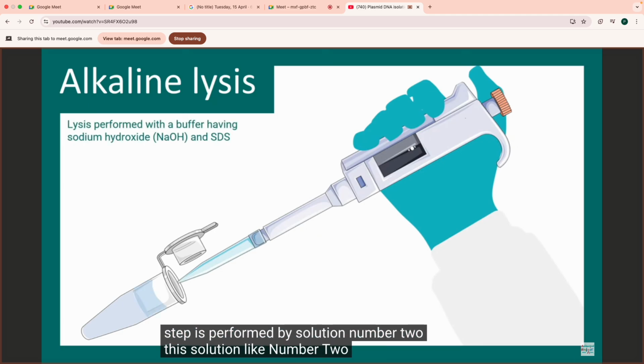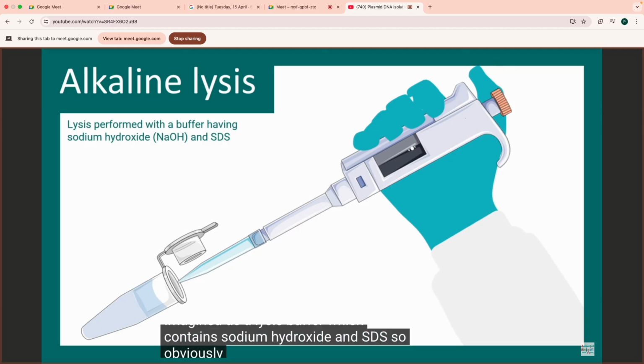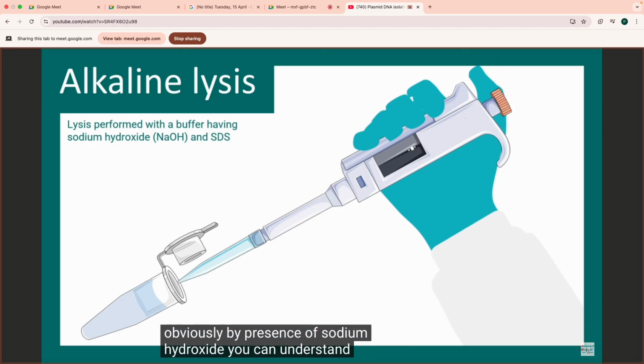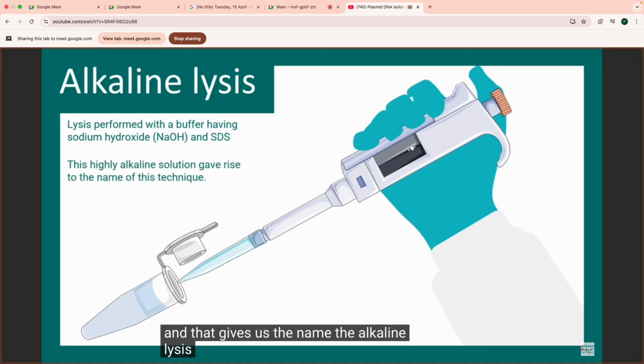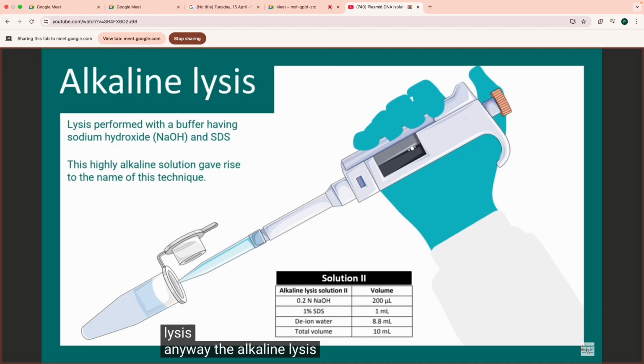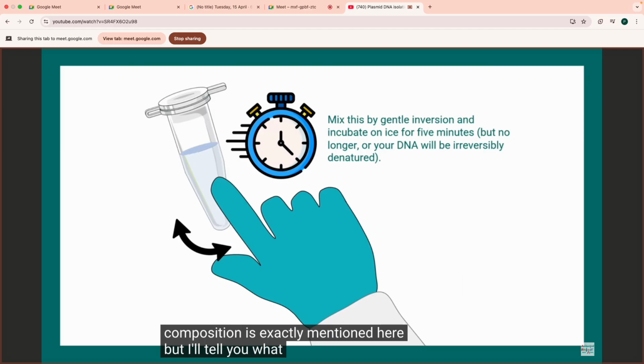This solution number 2 can be imagined as a lysis buffer, which contains sodium hydroxide and SDS. Obviously, by the presence of sodium hydroxide, you can understand this particular solution is highly alkaline, and that gives us the name, alkaline lysis. Anyway, the alkaline lysis step is performed by solution 2, whose composition is exactly mentioned here. But I'll tell you what exactly happens.